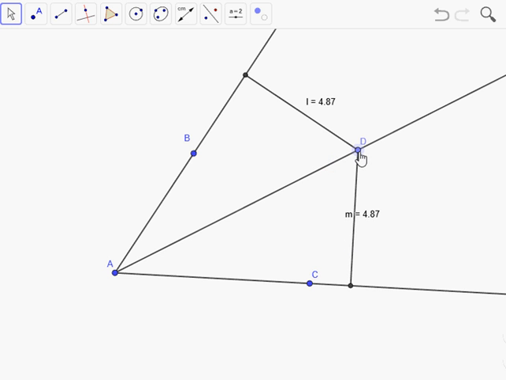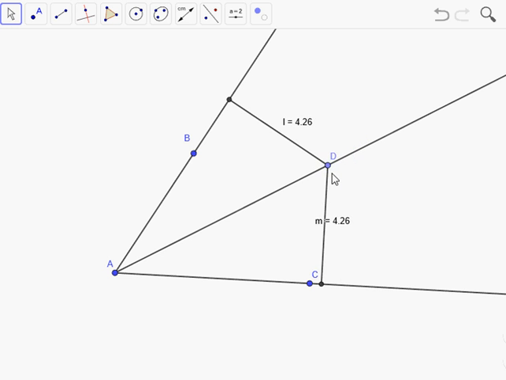And the reverse is also true. The converse is also true. If I tell you that point D is the same distance from both of the rays of an angle, then you know that point D is on the angle bisector. That's what these theorems tell us.